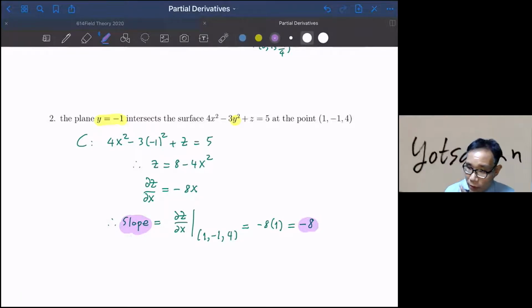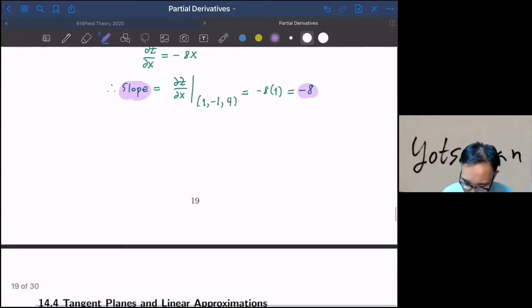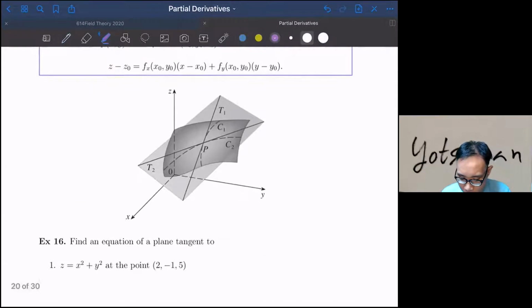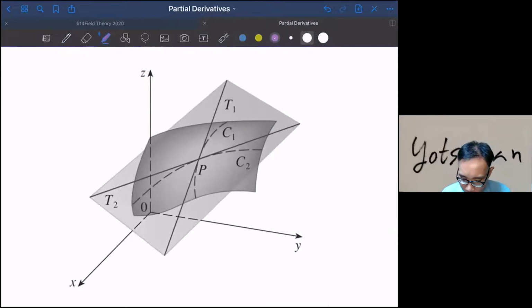So after we know how to find these two tangent lines, if you would like to find the tangent line, you'll be able to find it by using the line that we had at the beginning of chapter 13. So after you find these two tangent lines, T1 and T2, you'll also be able to find the tangent plane.